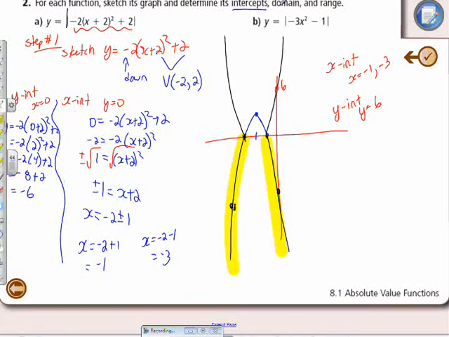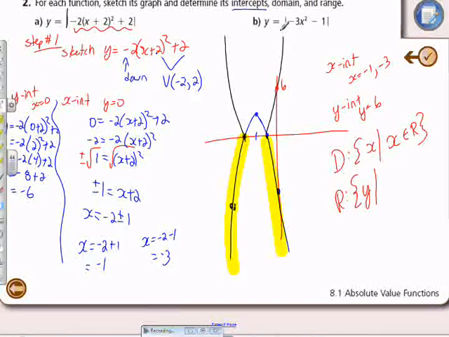And then, what's my domain? Domain is all of the real numbers. Range. Y such that y is greater than or equal to 0 and belongs to the set of the real numbers.